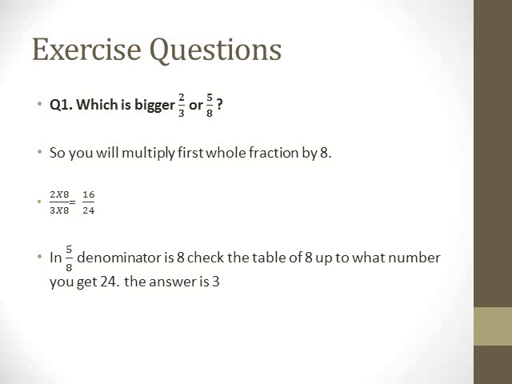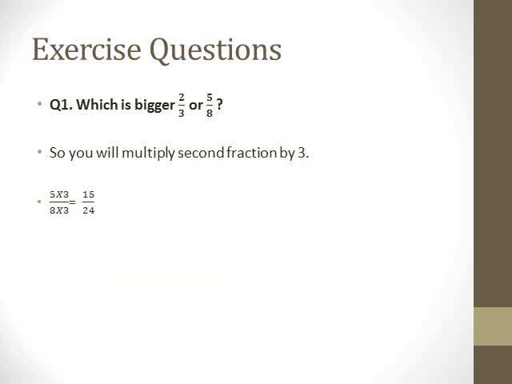I'll go to the second fraction, that is 5 over 8. In 5 over 8, the denominator is 8. So what do I need to make? I need to make 8 into 24. So I will check the 8 table. How many times do I need to read the 8 table in order to get 24? 8 1 8, 8 2 16, and 8 3 24. Yes, the answer is 3. When I multiply 8 by 3, I will get 24.